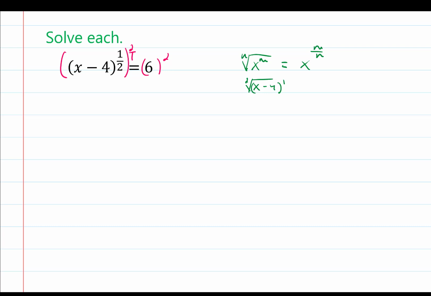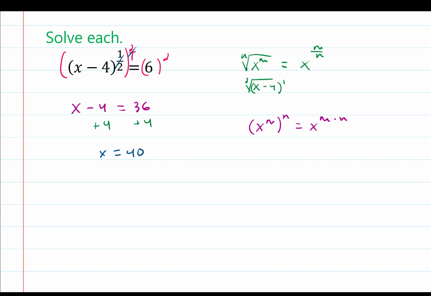When we raise the left side to the 2 over 1 power, or just second power, that undoes the 1/2 power. And that is also a property of exponents, because x to the m raised to the nth power is equal to x to the m times n. So in other words, what we're really doing is taking the 1/2 power times the 2 over 1 power, which really just results in a power of 1. So we get x minus 4 raised to the first power, or just x minus 4. On the right side, we have 6 squared, which is 36. And then finally, the last step is to add 4 to both sides. And so this gives us a solution of x is equal to 40.